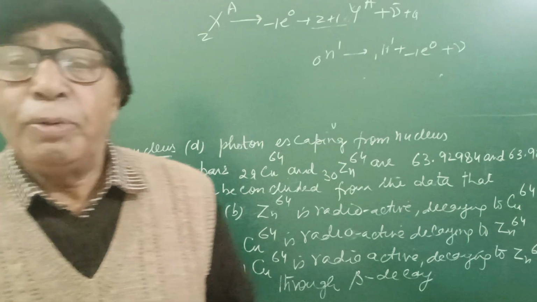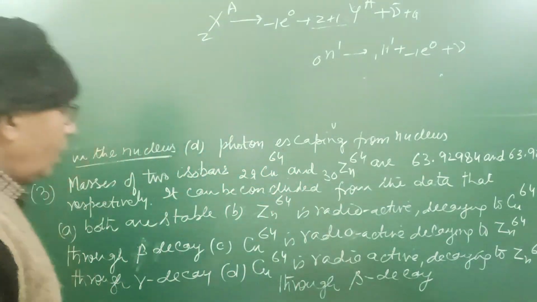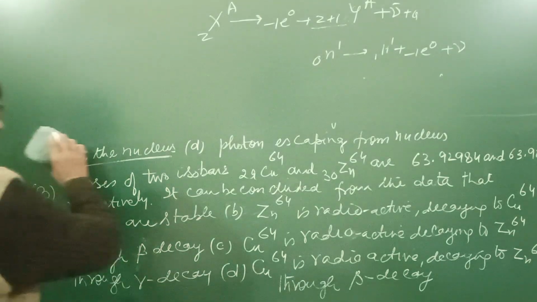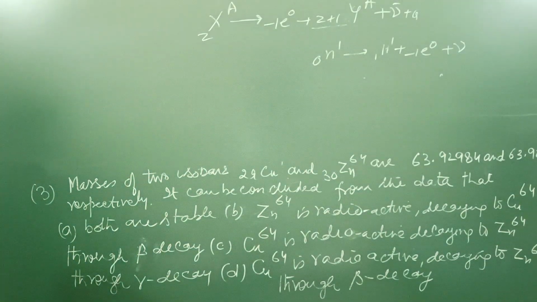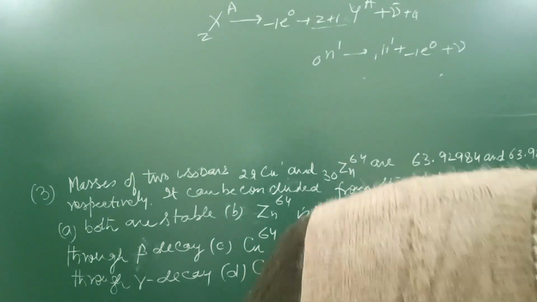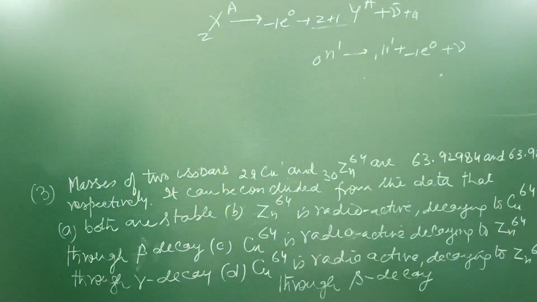Radioactivity is a nuclear phenomenon. There is nothing to do with the electrons present in outer orbits. Okay. Now, again a good question. Yes, this last question was asked in JEE 2001. The coming question has not been asked anywhere, but the question is good.